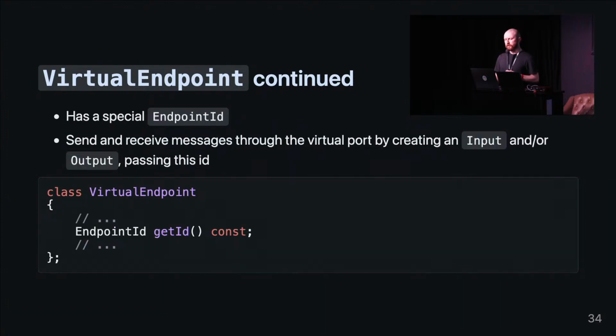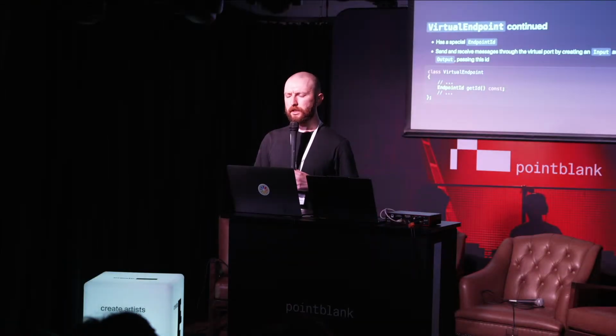To actually send and receive messages through your virtual endpoint, you can retrieve an endpoint ID from the endpoint object. This is a special ID that doesn't get enumerated when you list all of the devices through the endpoint's singleton. So you pass this special ID through to create input or create output, and this is going to create a totally standard input or output object that you can use like any other to send and receive virtual MIDI through your virtual ports.